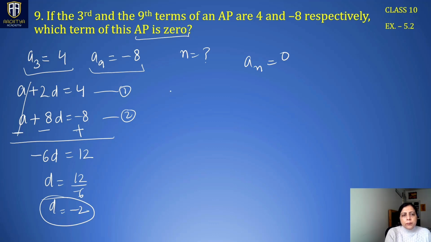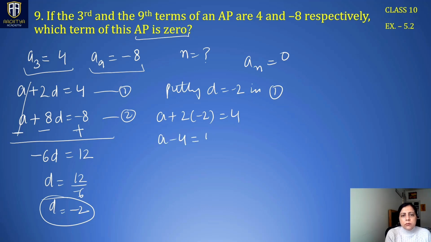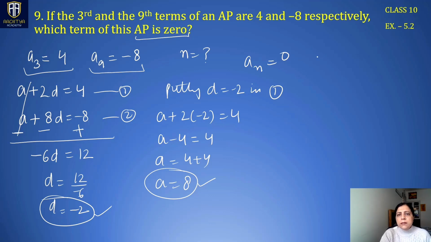Now we have got d. We have to look for a now. Putting d is equal to -2 in equation 1 or 2, you can put anywhere. So a plus 2 times -2 is 4, a minus 4 is equal to 4. So a becomes 4 plus 4, the value of a is 8. First term is 8 and common difference is -2. We have to look for an equal to 0. This can be replaced by a plus (n minus 1)d, which is 0.